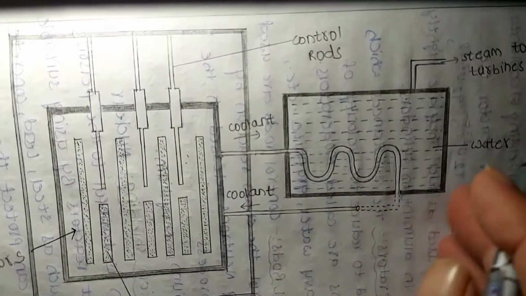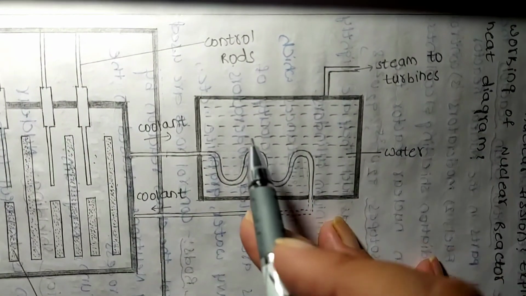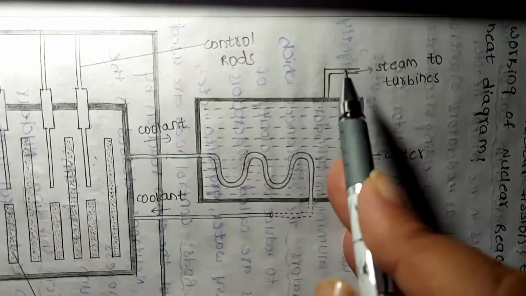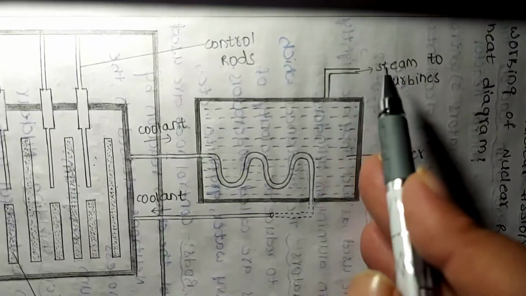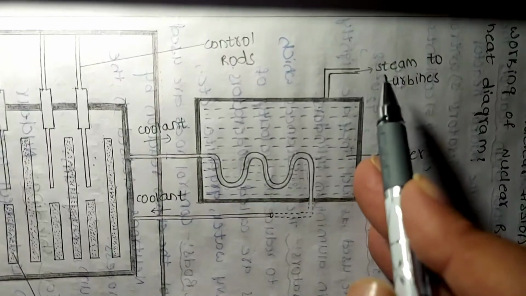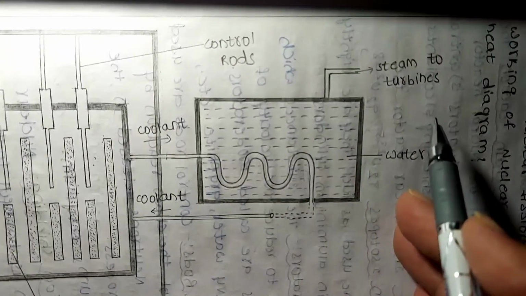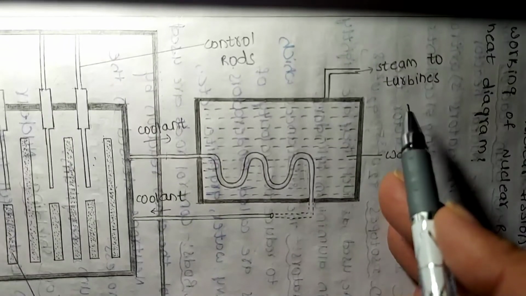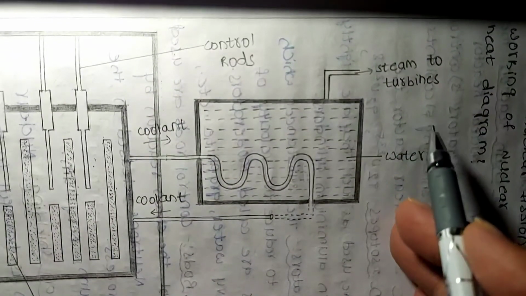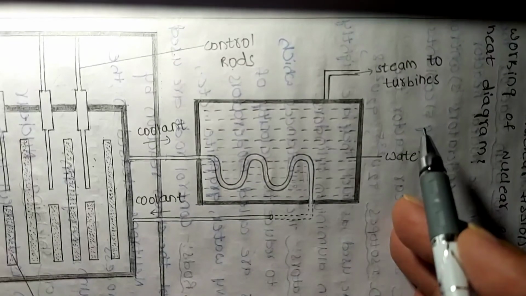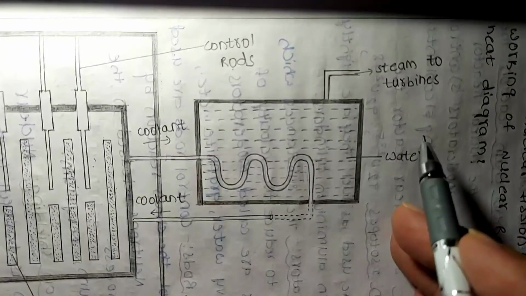Okay, now the heat produced in this nuclear fission process is used to heat the water. Here this is the water. Now the steam is generated. When the water is heated, that steam is high pressure steam. That high pressure steam is used to rotate the turbines. Whenever the turbines are rotating, AC generators start working.